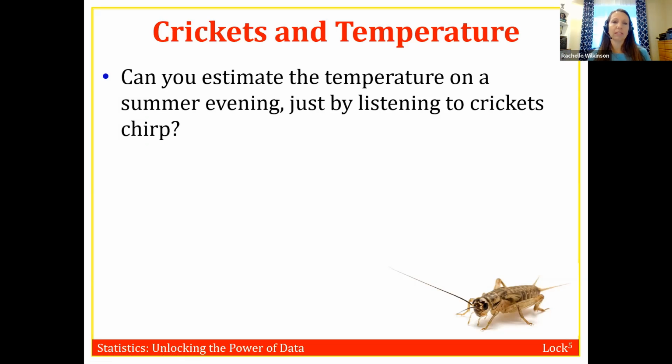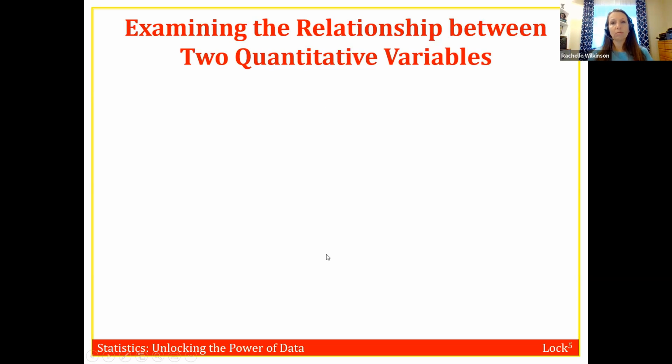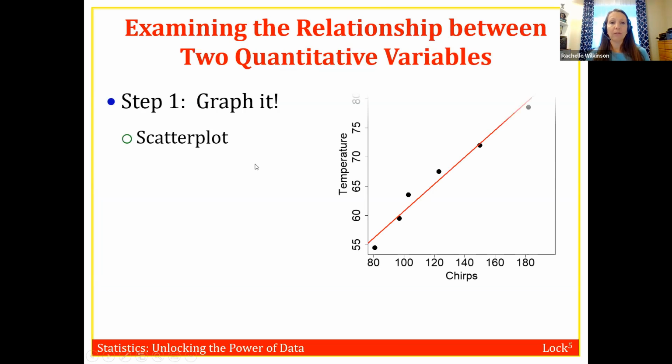And you might remember we already looked at this example back in chapter 2. We wanted to know if you could estimate the temperature on a summer evening just by listening to crickets chirp. And so to do that, we were going to examine this relationship between two quantitative variables. And what's the very first thing that we always do with our set of data? Graph it, exactly. And what's the type of graph that we use to look at two quantitative variables? Perfect, scatter plot.